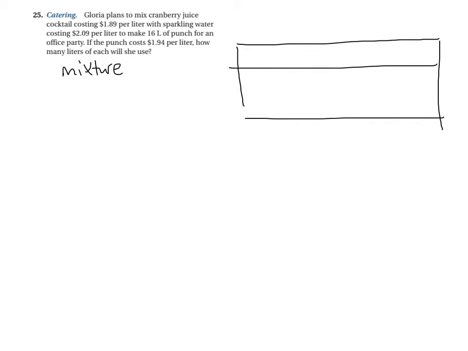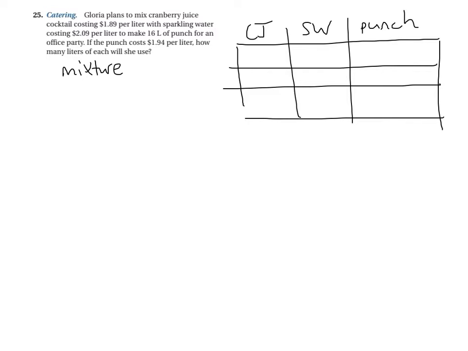Okay, Algebra Scholars. So here is an example of a mixture problem. Gloria is mixing cranberry juice cocktail with sparkling water, and she was going to make a punch. So we're going to organize ourselves in the form of a chart, like we did for the last problem. And we are going to mix cranberry juice with sparkling water to make a nice punch.